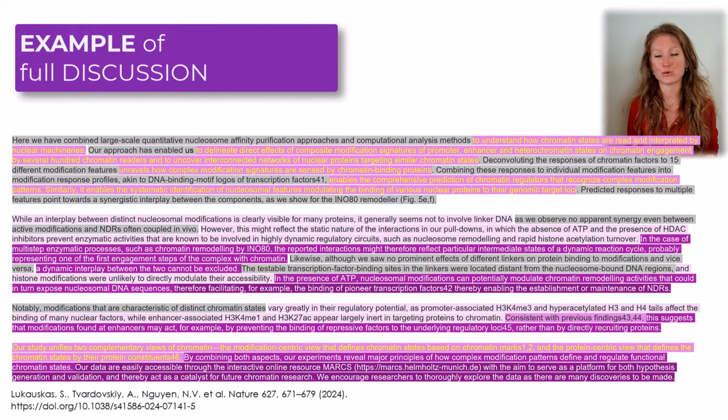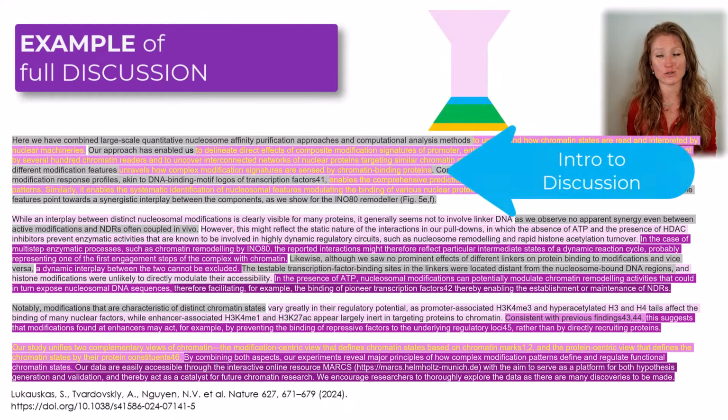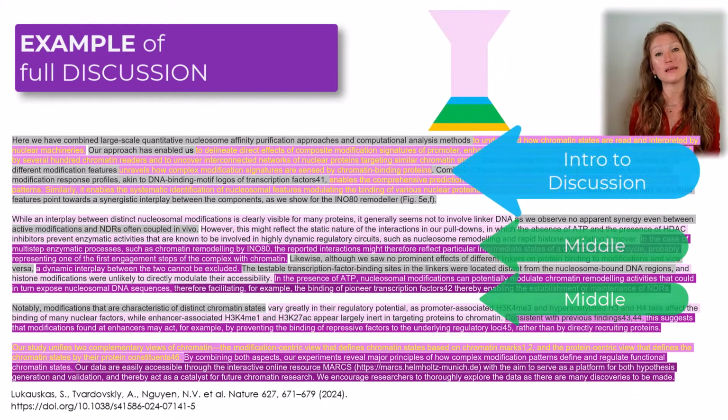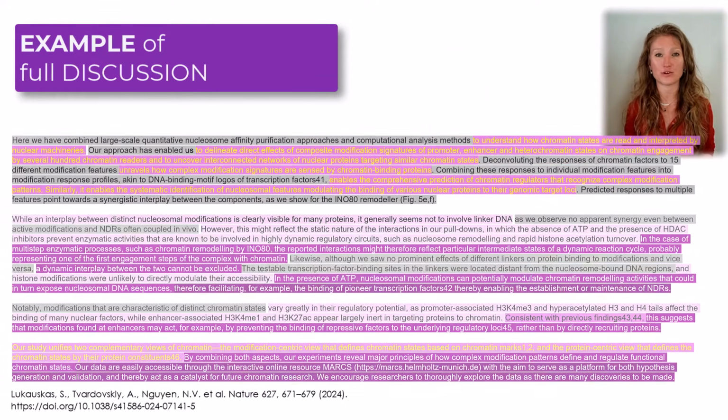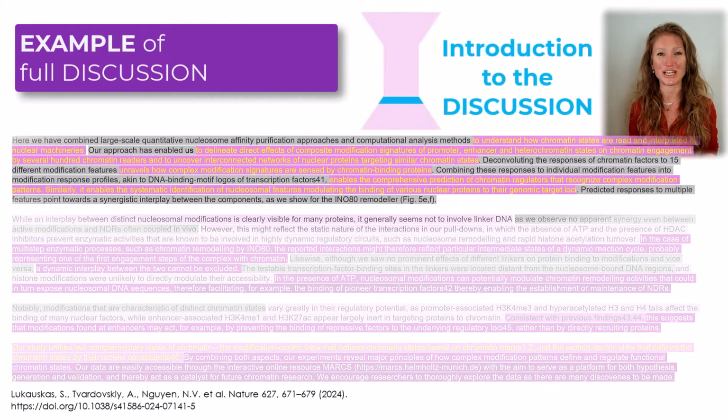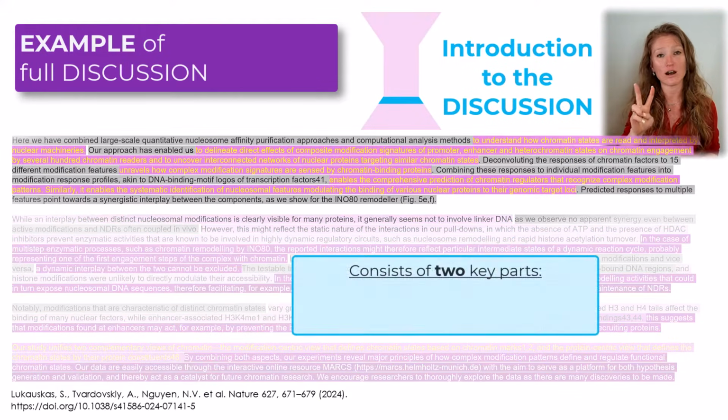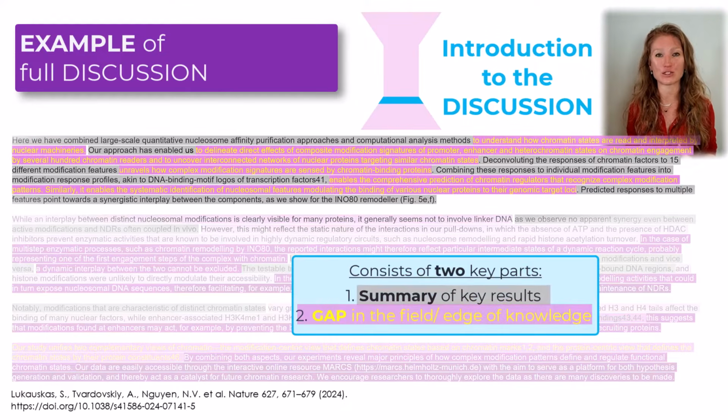Notice here first that with these 4 paragraphs, this discussion follows exactly the outline that I have already given you, with the first paragraph being that intro to the discussion, the next 2 being middle paragraphs, and the final one being a forward-thinking conclusion. Let's focus in first on this first paragraph, the intro to the discussion. Notice here that this paragraph includes only 2 colors or 2 key parts. The first one is a summary of key results, and the second part is the gap in the field.